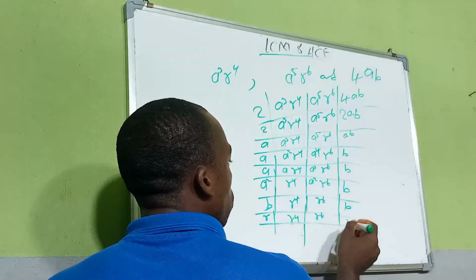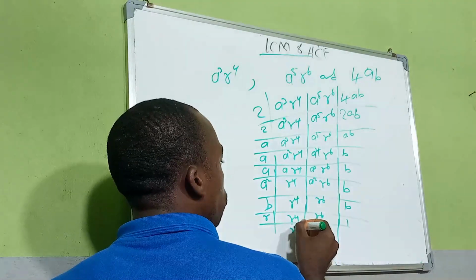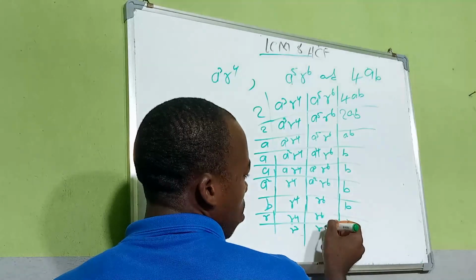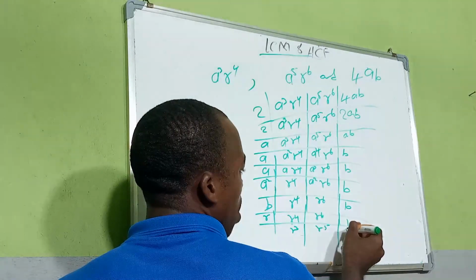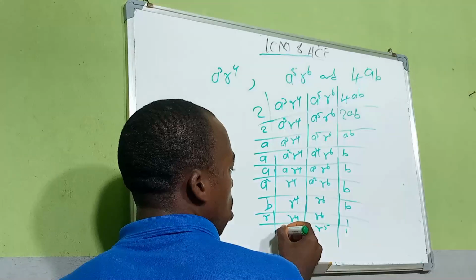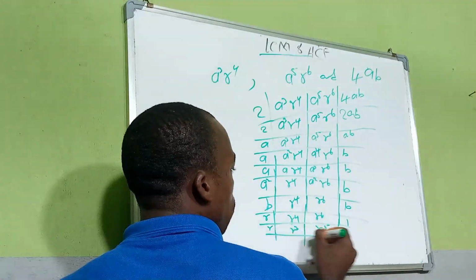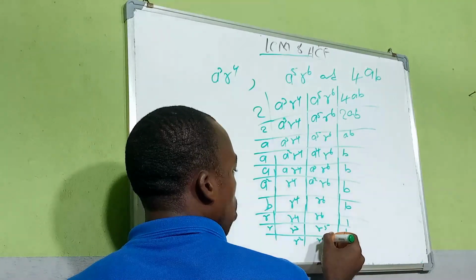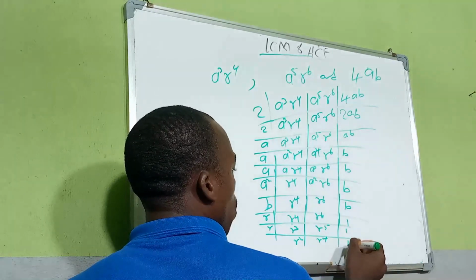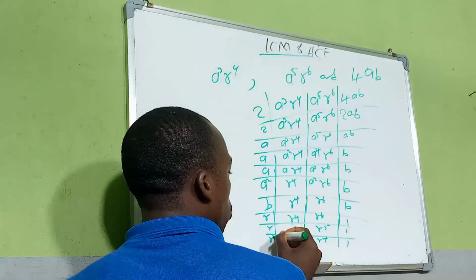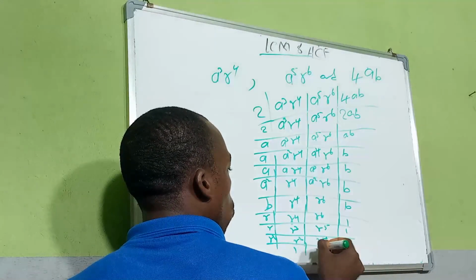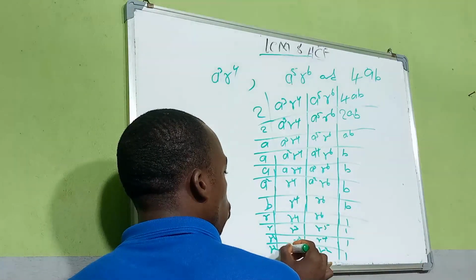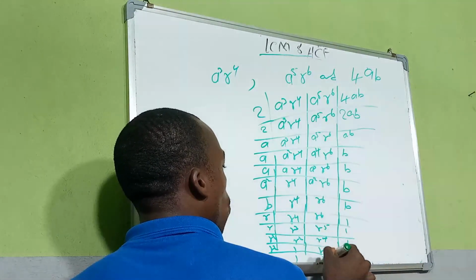We'll have R, then we'll have R raised to power 3, R raised to power 5, then we'll have 1. Okay, let me use R again. Then we'll have R raised to power 2, then we'll have R raised to power 4, then we'll have 1. Okay, let me use R raised to power 2, R raised to power 2, then we'll have 1, we'll have R raised to power 2, then we'll have 1. Finally, we have R raised to power 2, then we'll have 1, 1, 1.